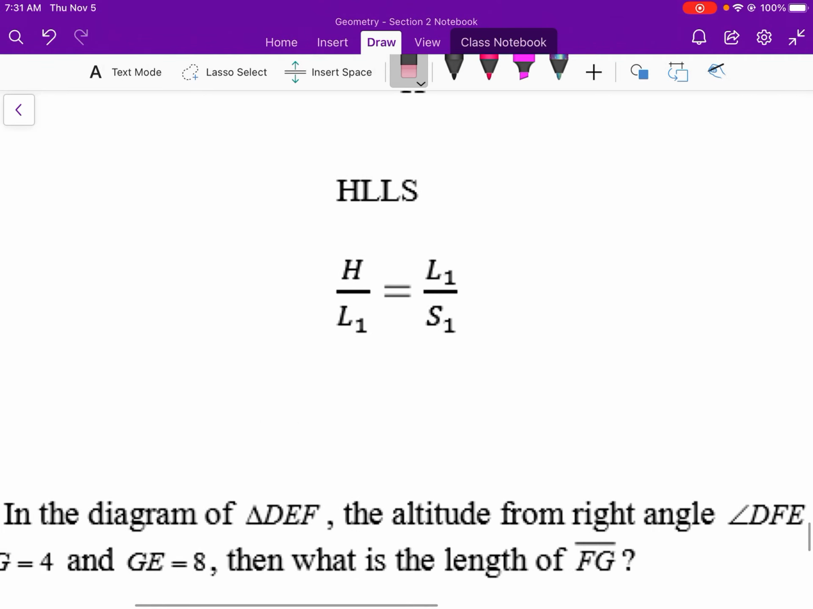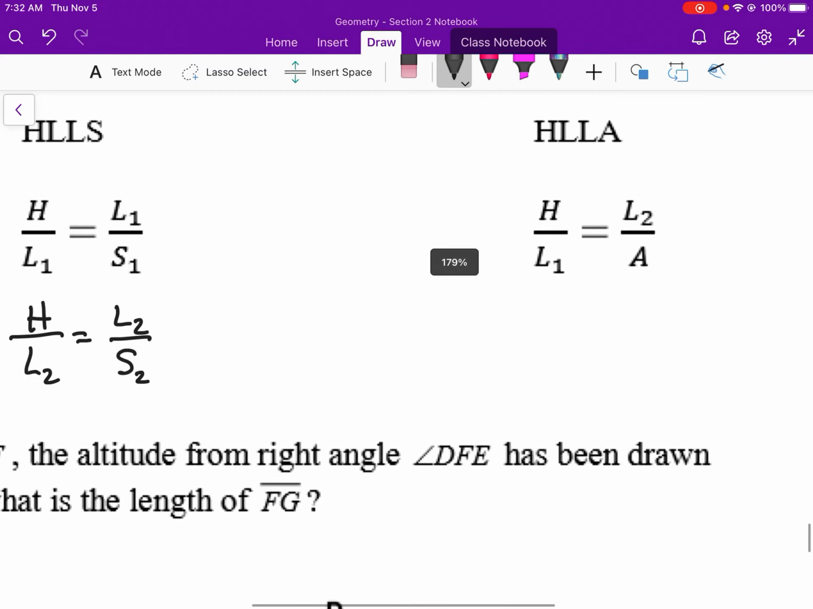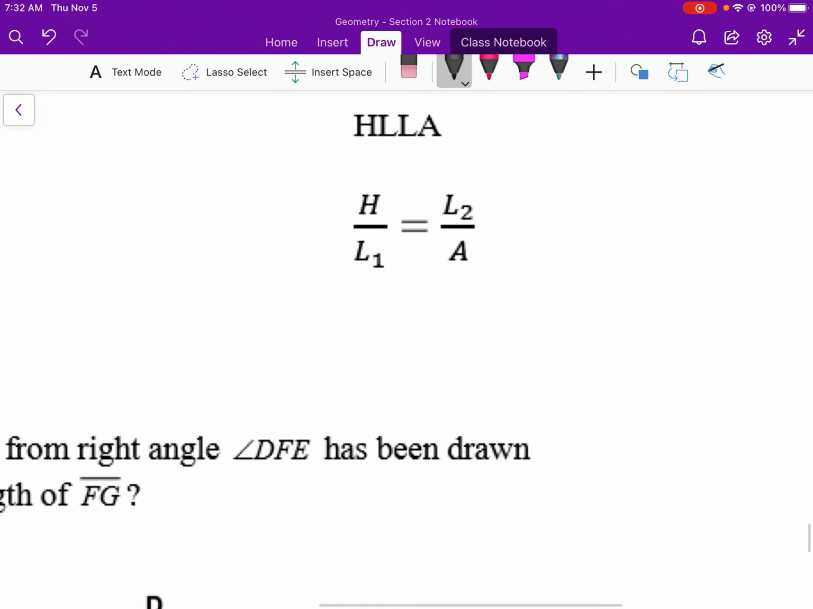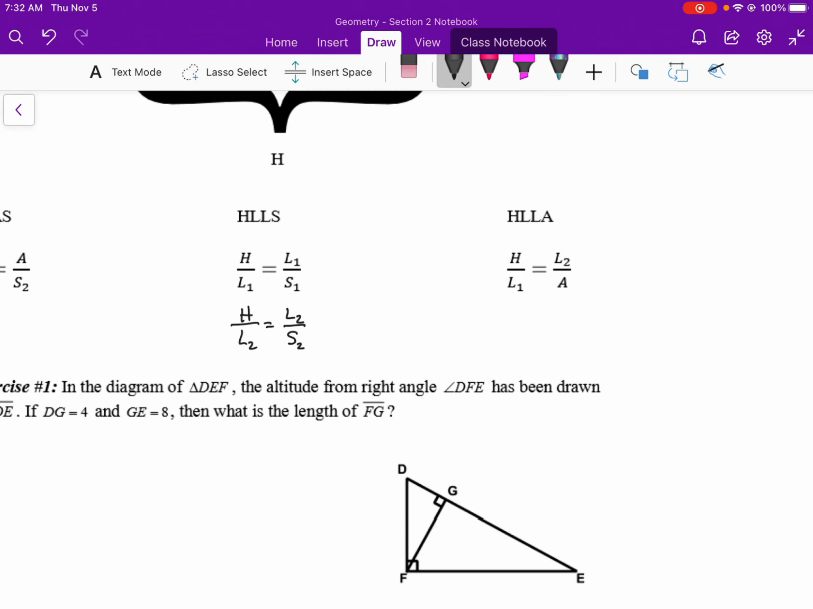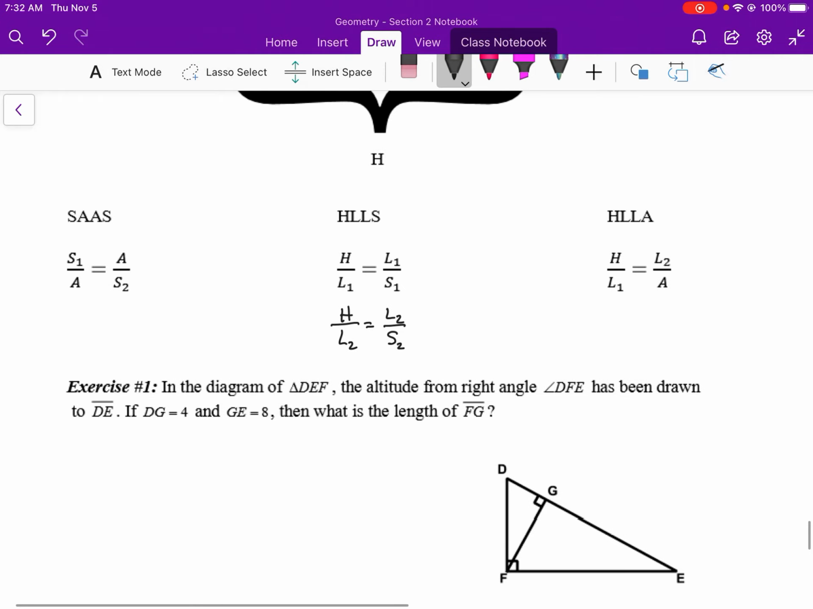HLLS is H over L1 equals L1 over S1. And I could also use H and L2, L2, and S2. But that's HLLS, that's what I call it. And then HLLA over here, notice we have L1 and L2 in the middle. Whenever you have an A in your formula, SAAS or HLLA, you have to make sure you use 1s and 2s.